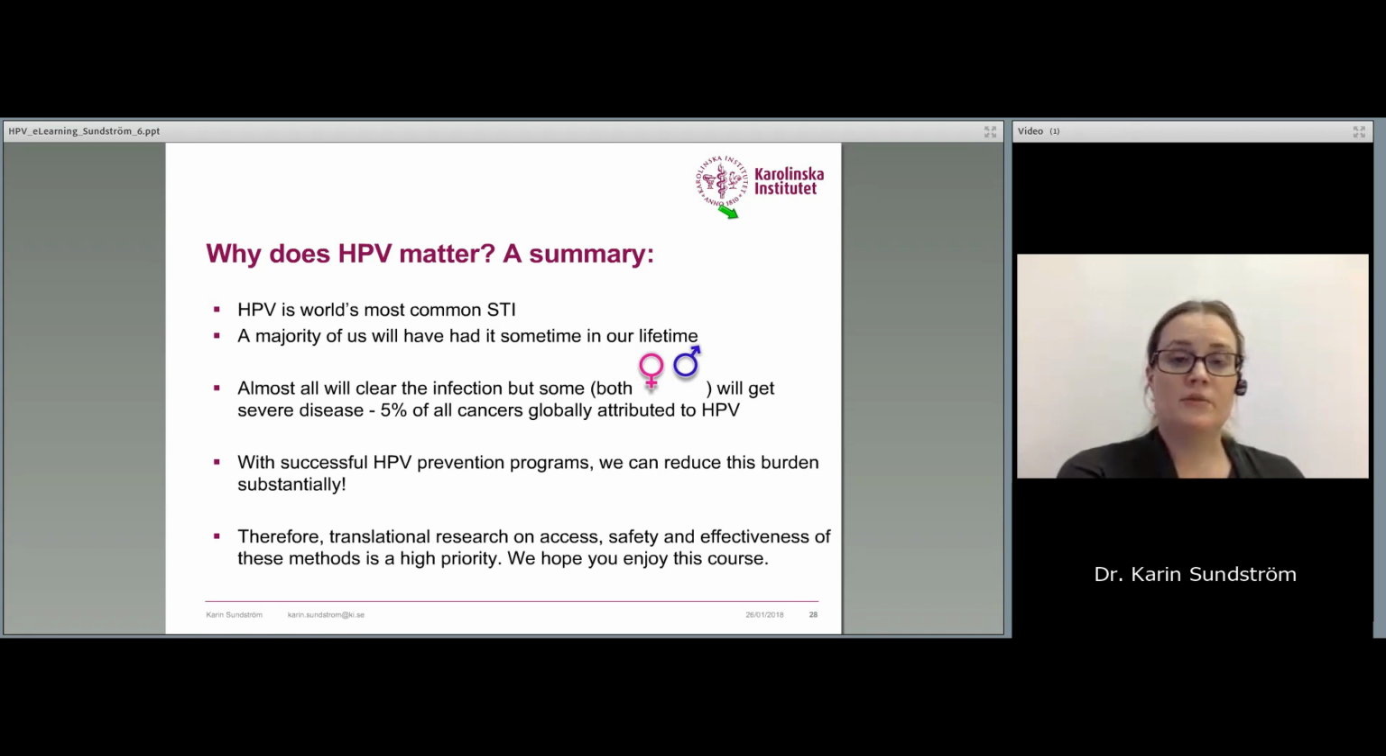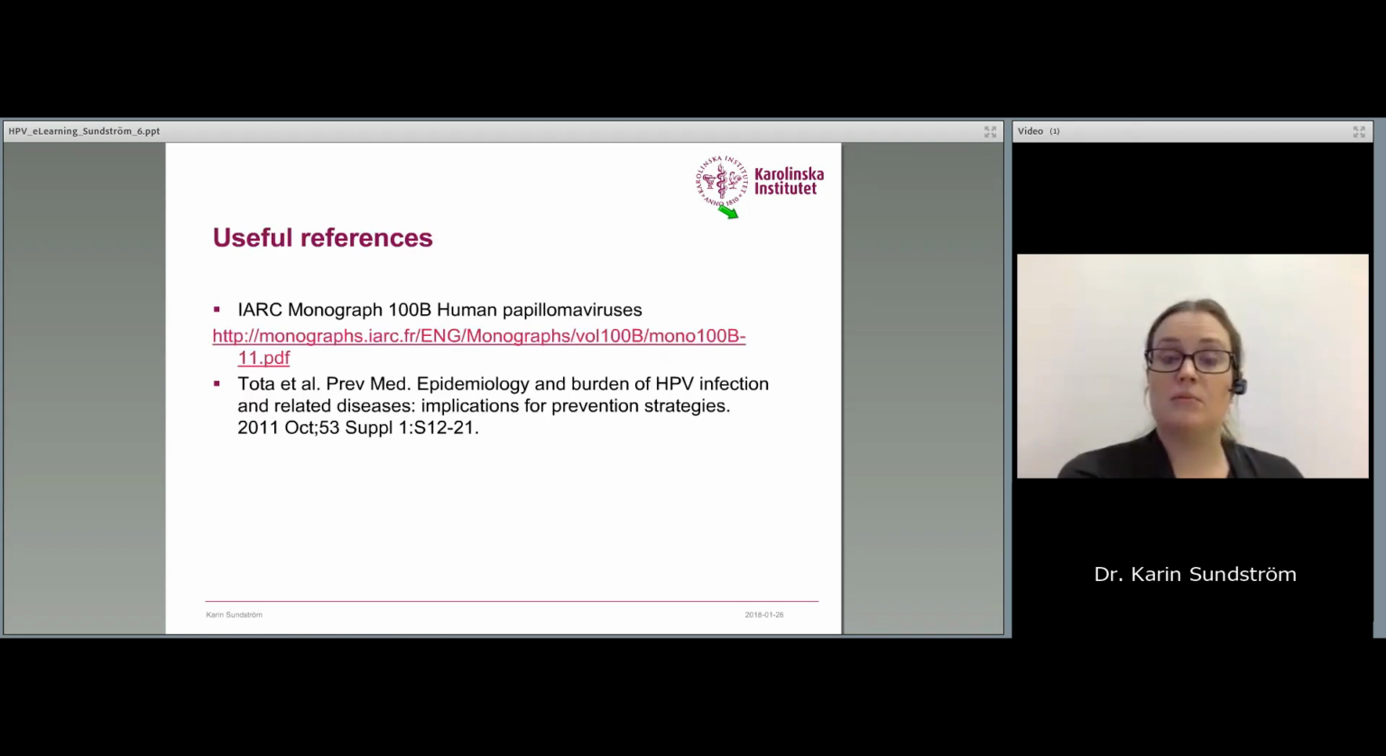However, with the tools we already have available for primary and secondary prevention, we have huge preventive potential already going on and also able to improve. So with successful such programs, we can reduce this burden substantially. And therefore, we in our group, as many others, consider that translational research on access and effectiveness of these methods is a high priority. We're therefore very glad you take this course, and we hope you will be able to share the knowledge and use it in a good way. And we hope you enjoy this course.